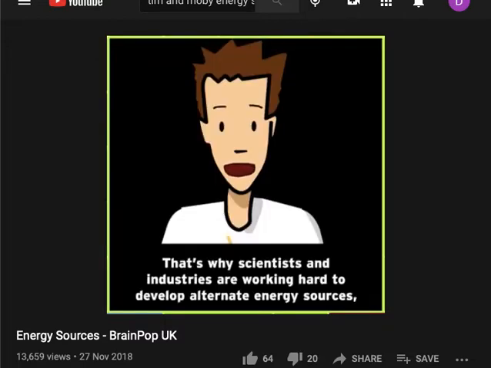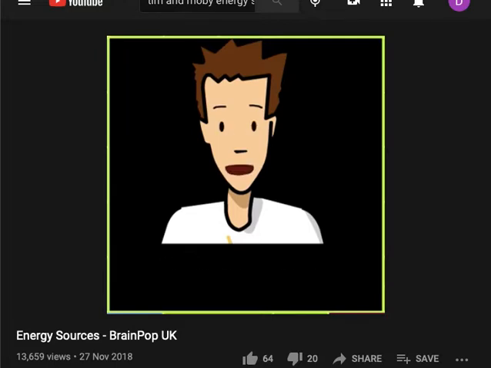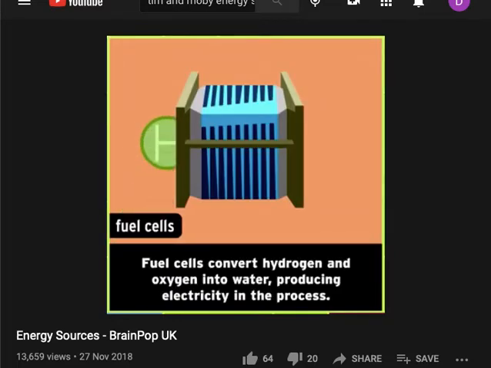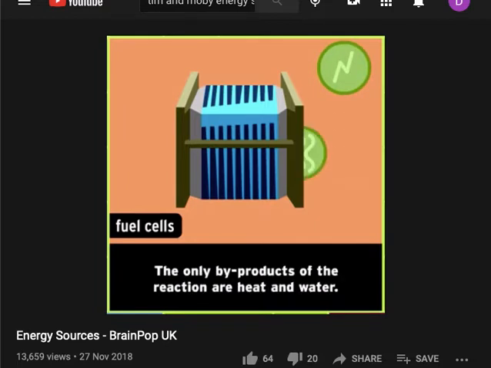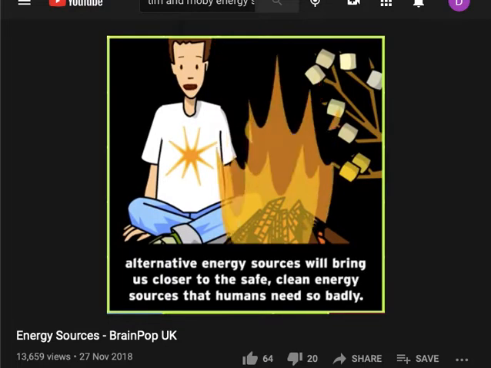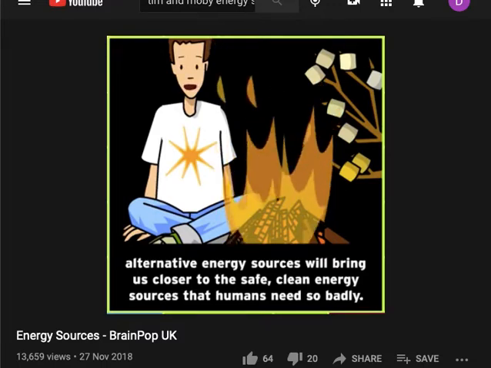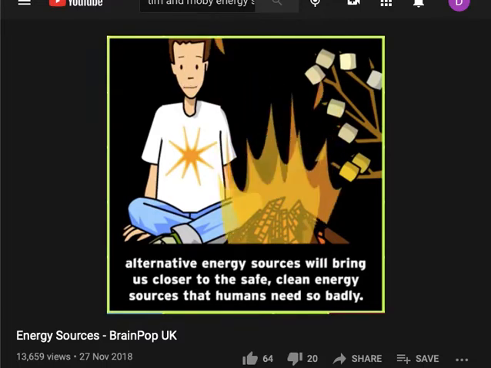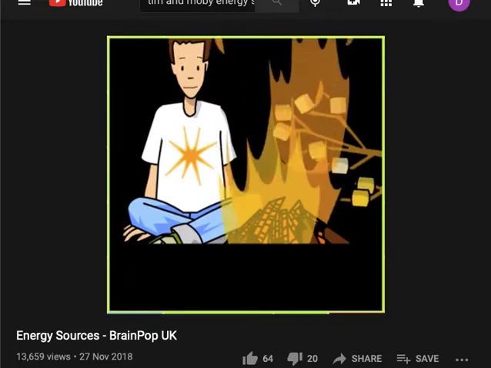That's why scientists and industries are working hard to develop alternate energy sources, like fuel cells, for example. Fuel cells convert hydrogen and oxygen into water, producing electricity in the process. The only byproducts of the reaction are heat and water. The kinks are still being worked out, but hopefully alternative energy sources will bring us closer to the safe, clean energy sources that humans need so badly.